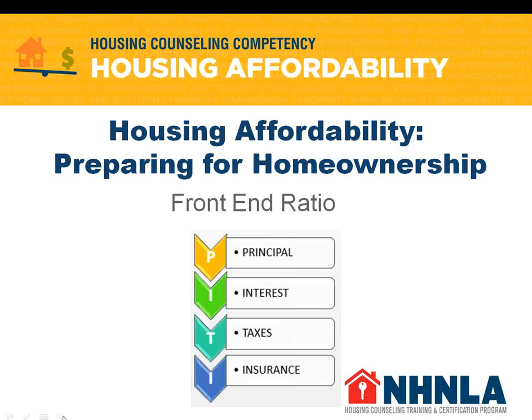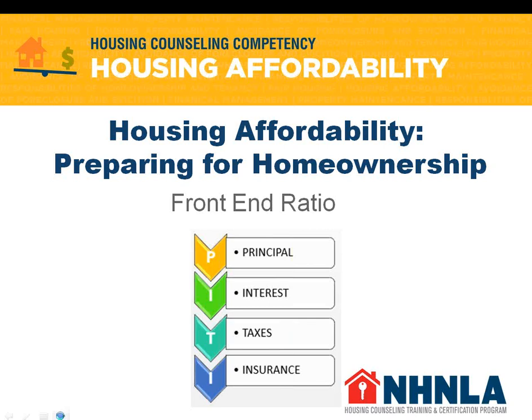5.2, preparing for homeownership. Let's review how to calculate a front-end ratio and what must be included. The front-end ratio must include all of the items you see listed here: the principal, the interest, the property taxes, and the homeowner's insurance.